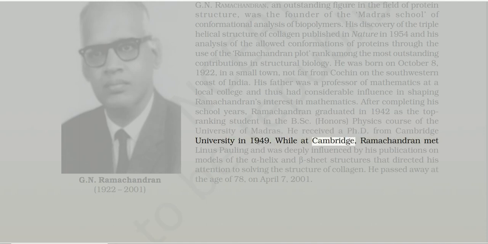While at Cambridge, Ramachandran met Linus Pauling and was deeply influenced by his publications on models of the alpha helix and beta sheet structures that directed his attention to solving the structure of collagen. G. N. Ramachandran passed away at the age of 78, on 7 April 2001. 1922-2001.